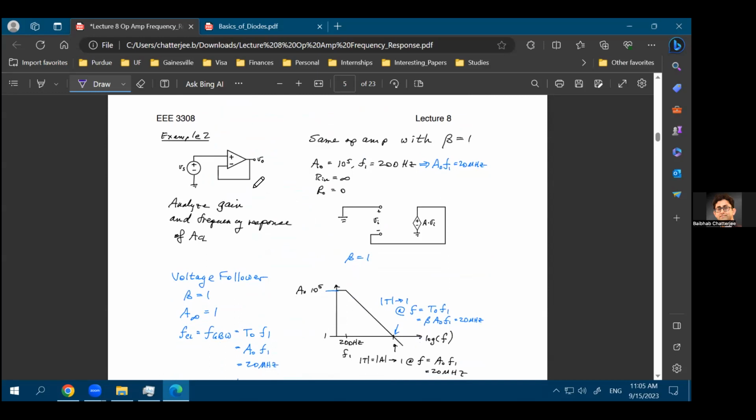Okay. Example 2, again, very similar. In fact, simpler than the previous one. Yes, question.